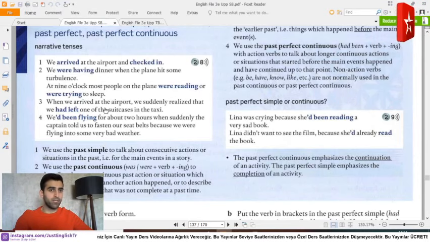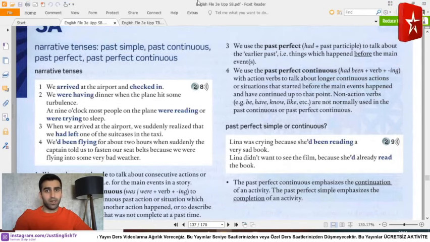And next one about the past perfect. How can we use it? You can read it here.